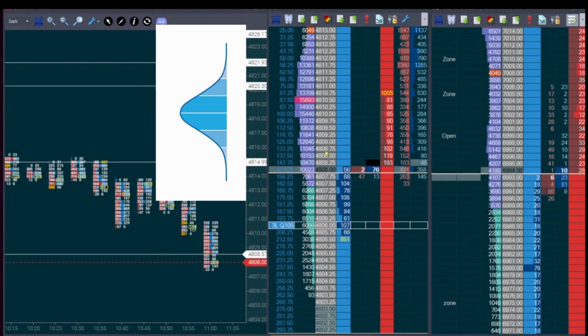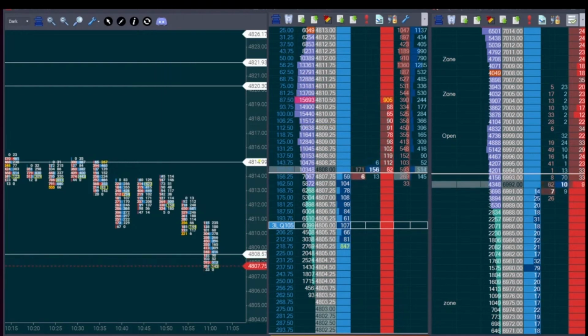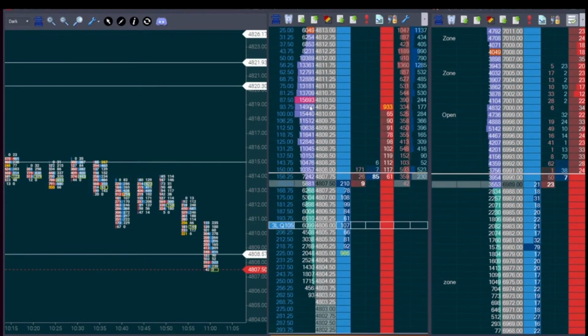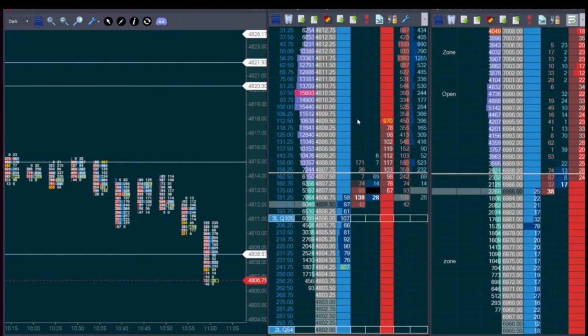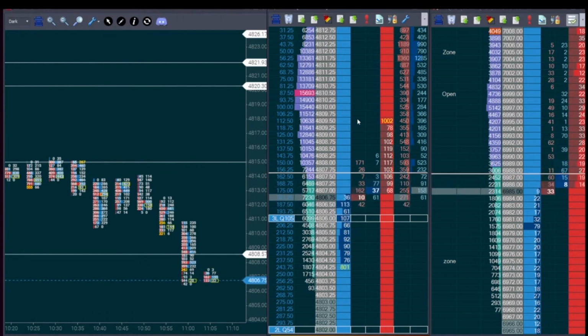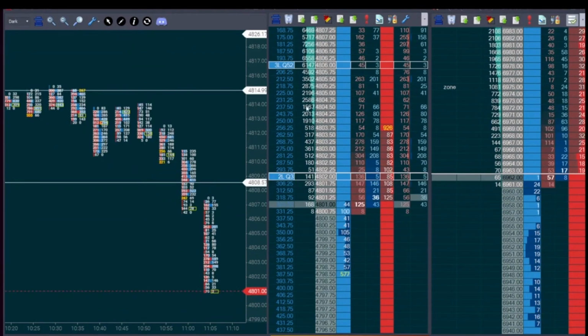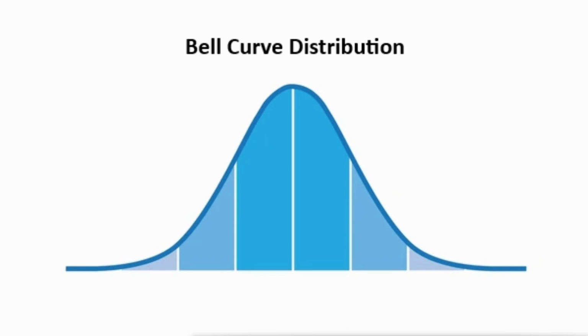In order to understand how to capture those bigger moves, you must first understand what's called the bell curve distribution. I covered this pretty extensively in my previous video. I'll put that in the description below if you're interested in learning more. In a nutshell, the bell curve is the symbol of auction market theory, and the essence of this very chart gives you the ability to understand as a trader where you're getting the most value for your position.